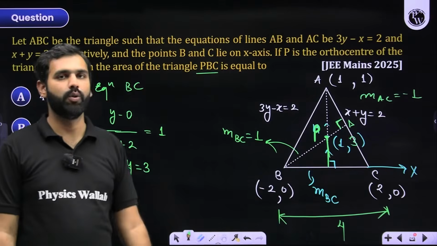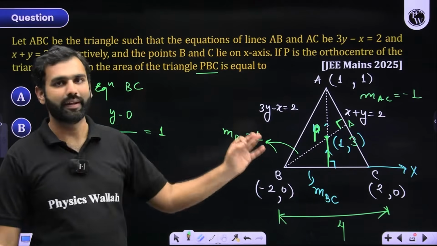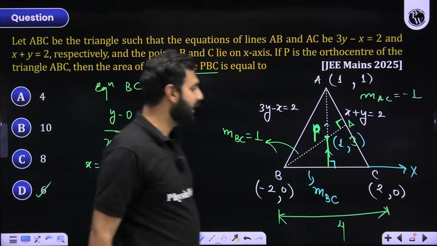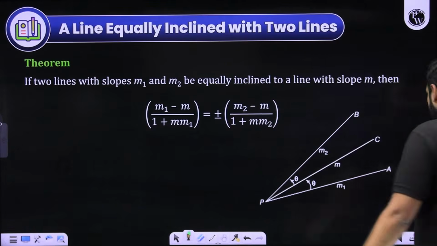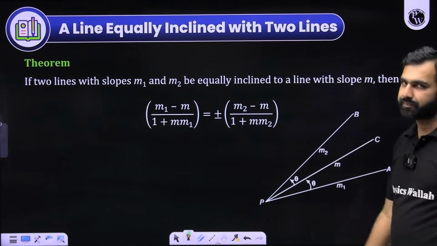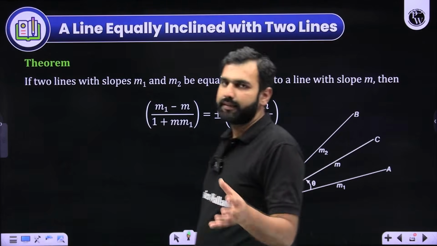Did you understand the whole solution? I hope you have brought a great clarity on this front, that how should you deal with questions based on orthocenter and circumcenter related to this particular concept.